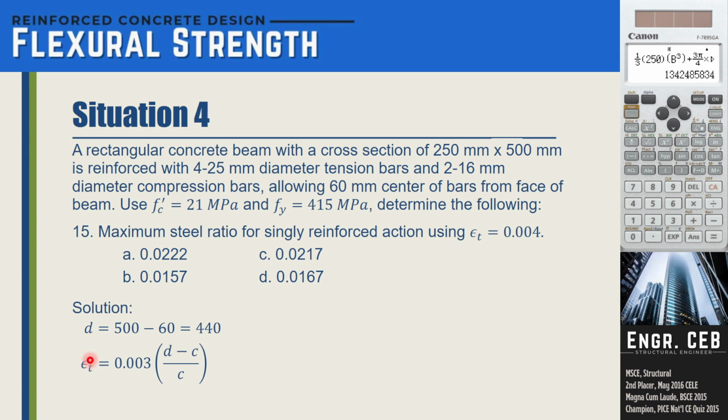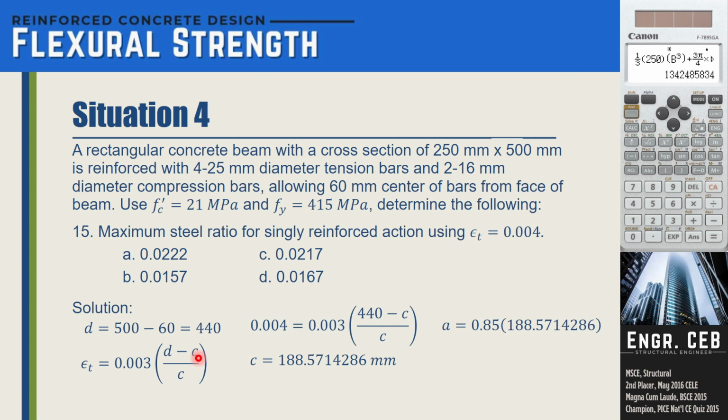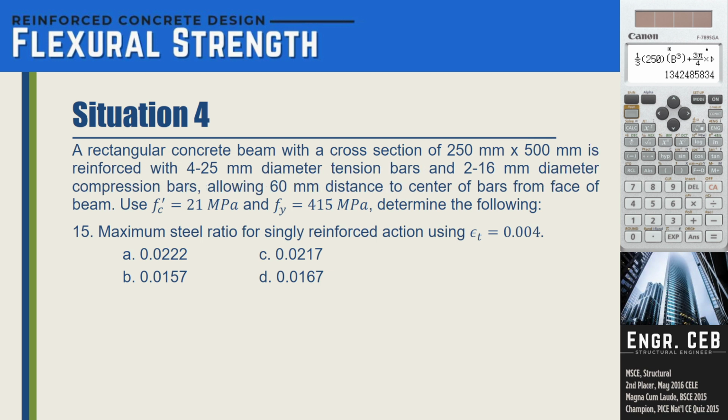So using the equation of the strain, we will substitute the value of 0.004 here. So we can solve for the depth of neutral axis required. C equals 188.5714286. And then we can now compute the depth of compression block, so that is 0.85 of 188. So now we can compute the area of steel.